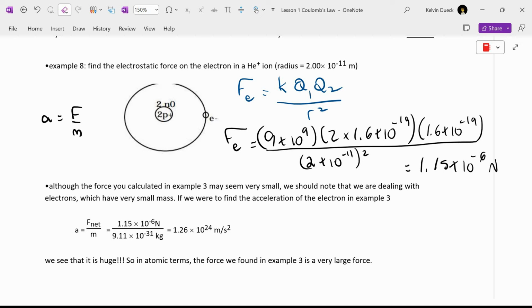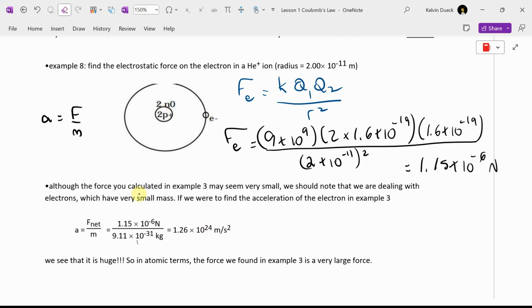This is a huge force. This is what I'm trying to tell you. Gravity is a weak force. Electromagnetic force is very, very strong. As far as the electron is concerned, that's a massive force acting on it. Oh yeah, you know what? I even did the math right here.